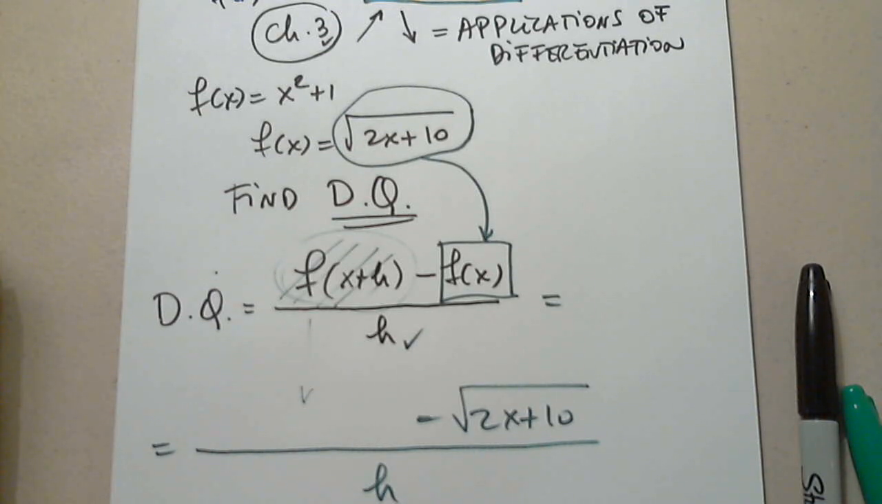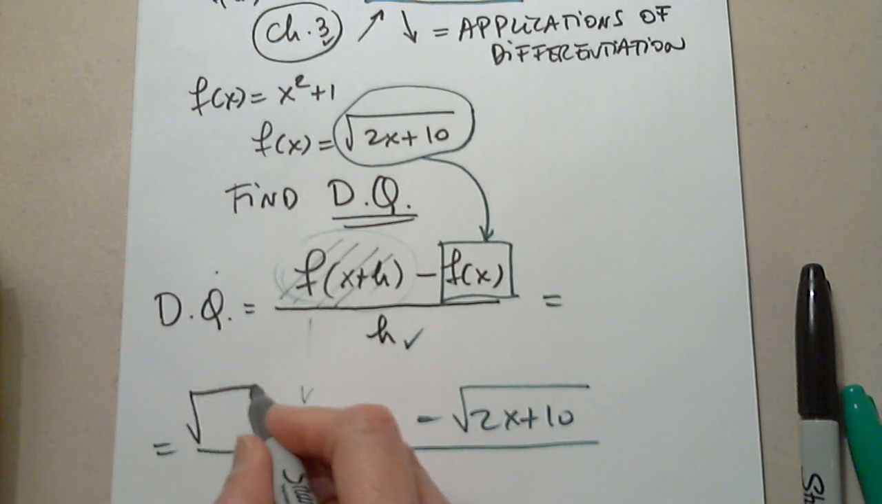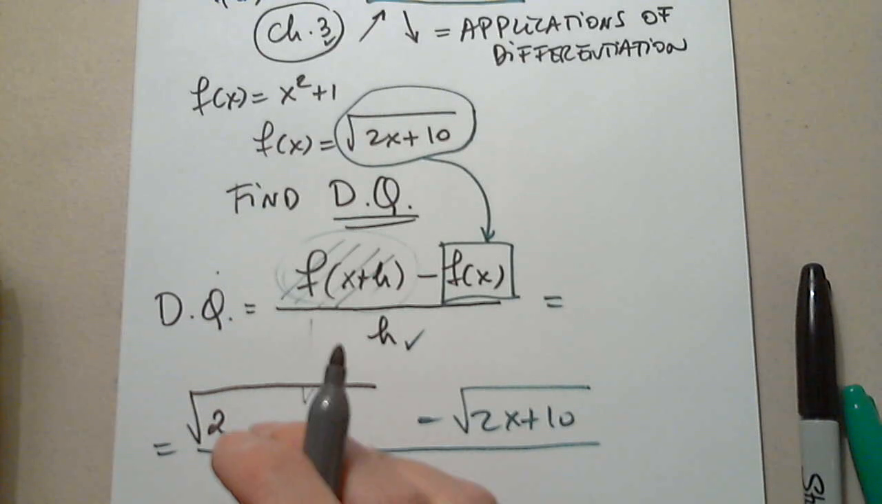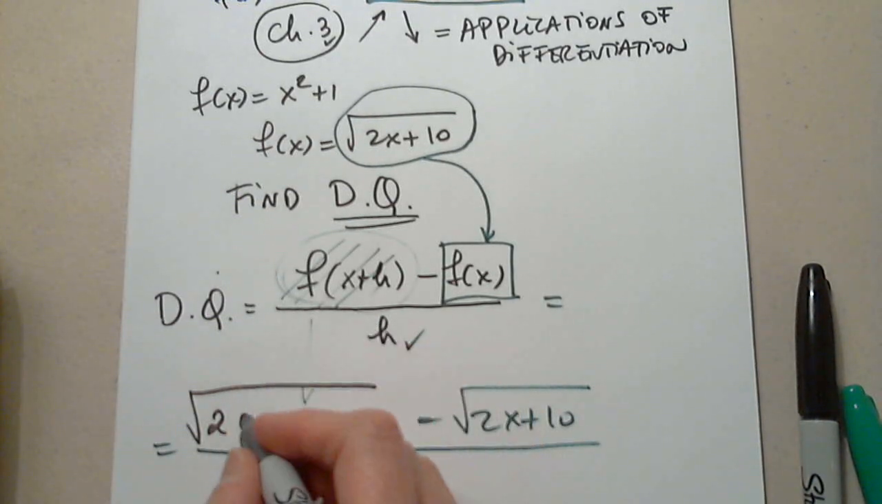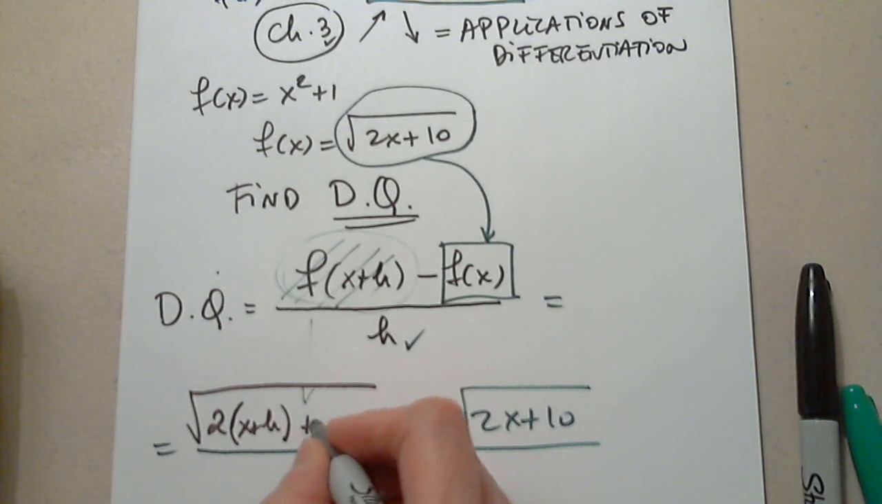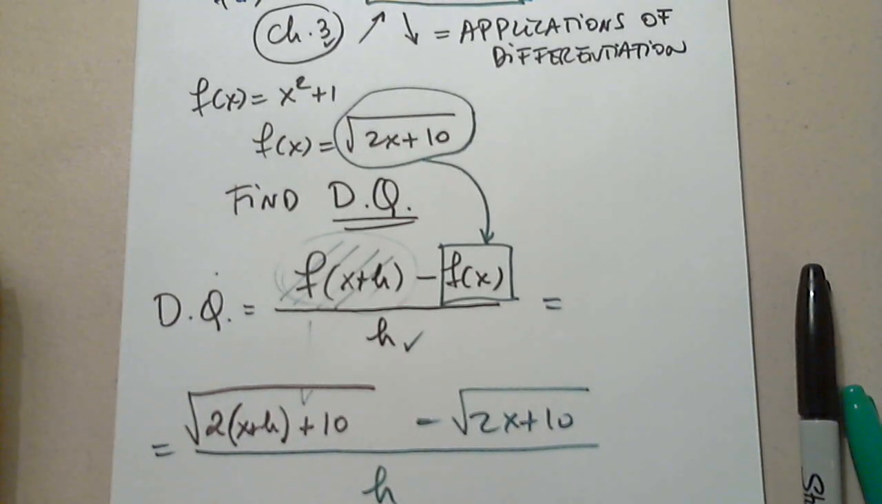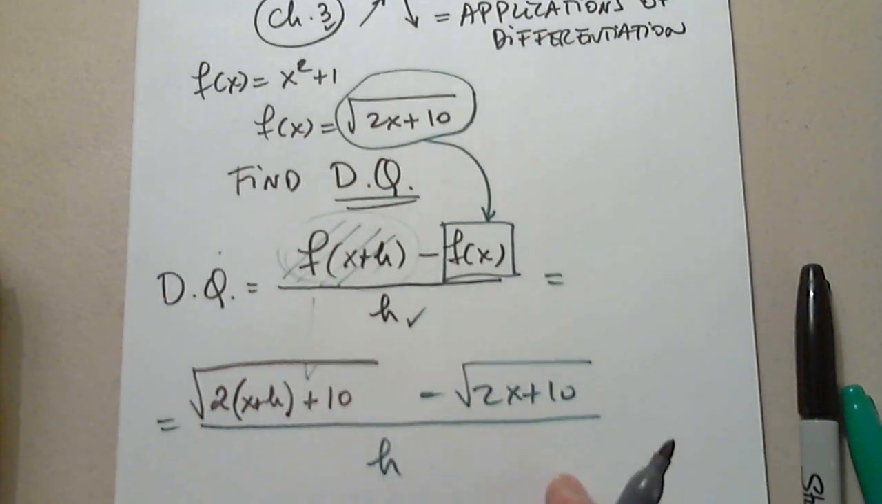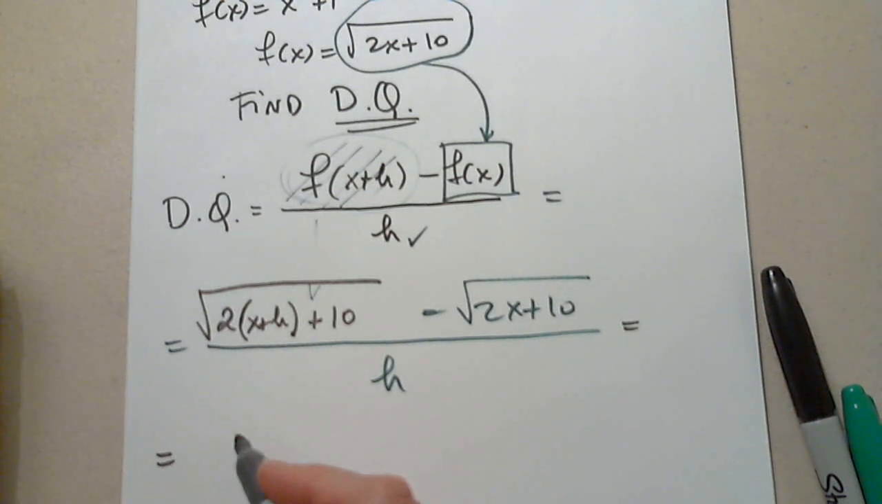Is it square root 2 times x plus h? So I'm assuming you meant parentheses. Awesome. Yes, sorry, plus 10. Brilliant. That's it. Now the next step must be to distribute in here, and then we'll decide what to do next.